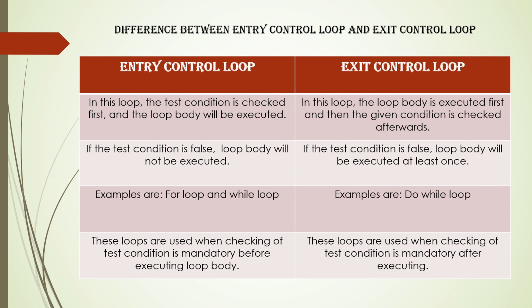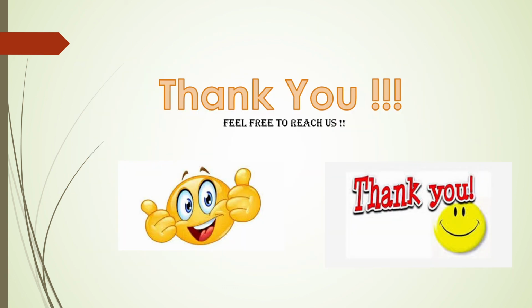We have seen previously that if the condition is false, it will come out of the loop, and these are the for loop and while loop. In exit control loop, if the test condition is false, the loop body will be executed at least once. The do while loop lies under exit control loop. Entry control loops are used when checking the test condition is mandatory before executing the loop body. Exit control loops are used when checking the test condition is mandatory after executing.